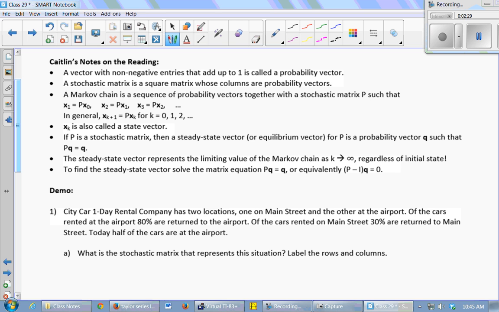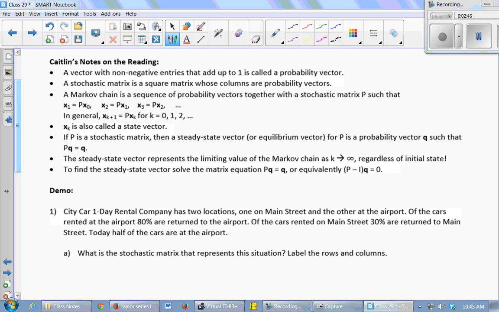XK is also called a state vector. Any one of those is called a state vector. It's the state of the system at any moment in time. So we call it a state vector.